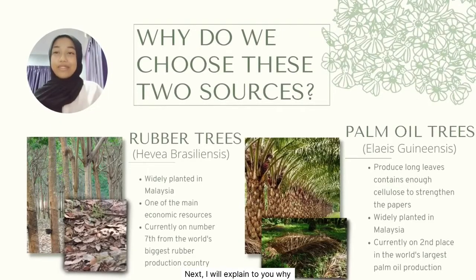Next, I will explain to you why we choose these two types of trees, which are rubber trees and palm oil trees. We choose these two types of trees since they are in high demand and widely planted in Malaysia. For Hevea brasiliensis, which is the scientific name for rubber trees, Malaysia is currently number 7 in the world's biggest rubber production by country. Meanwhile, Elaeis guineensis, which is the scientific name for palm oil trees, is currently in second place in the world's largest palm oil production.